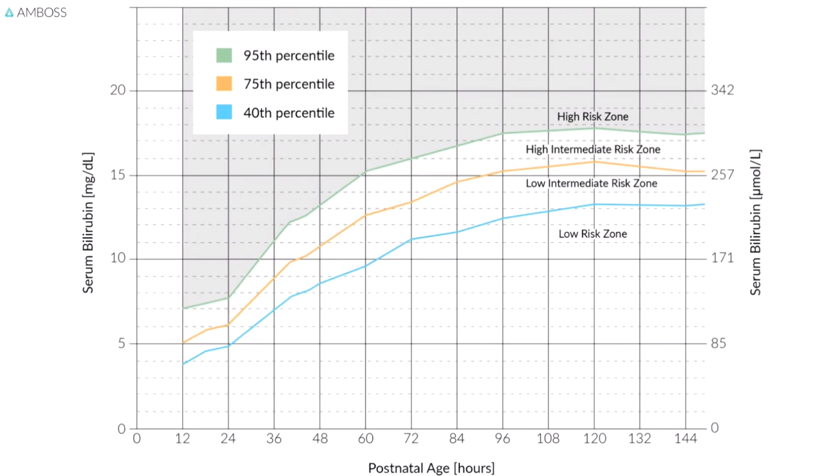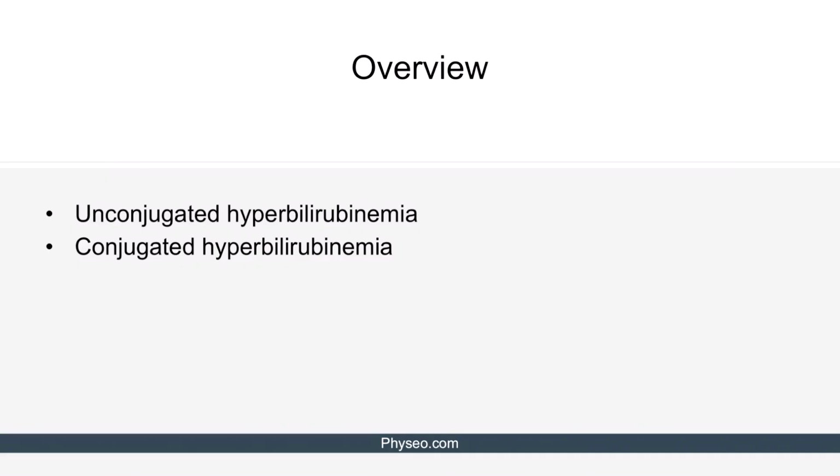Here's an image from our partnership with Amboss, which highlights several important features of a Bhutani nomogram. The Bhutani nomogram is a helpful tool to guide the management of an infant with jaundice. In order to determine an infant's risk category, their serum bilirubin can be plotted with their postnatal age on this chart. Serum bilirubin levels are represented on the y-axis, while postnatal age up to 144 hours is represented on the x-axis. After plotting these 2 points on the nomogram, the risk zone of the patient can be determined and they can be managed accordingly.